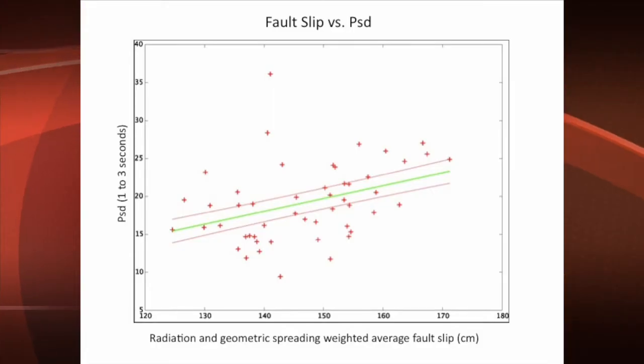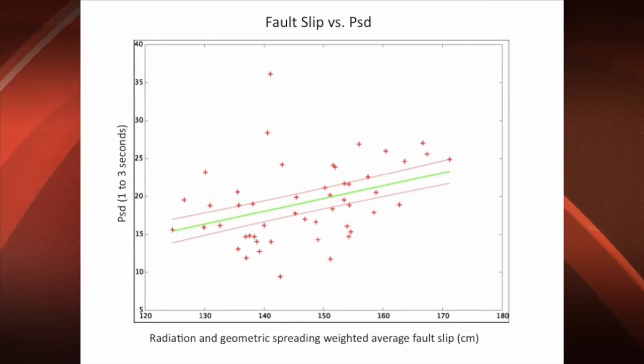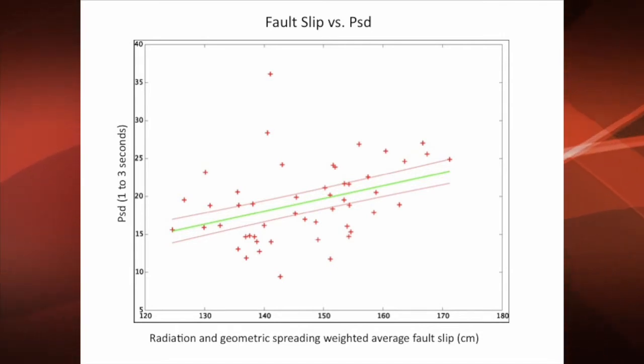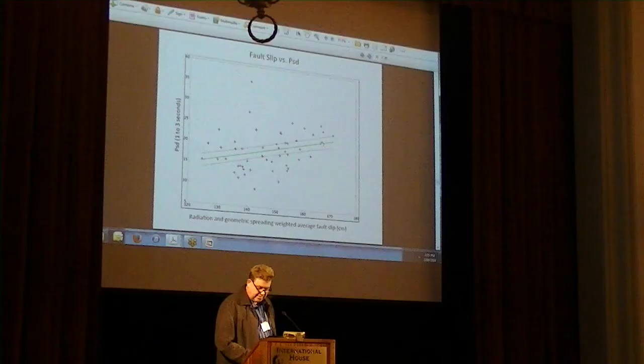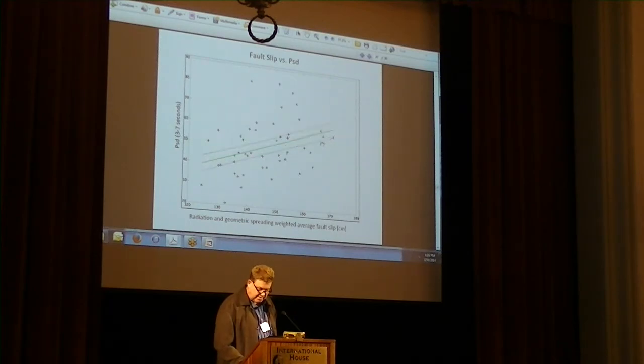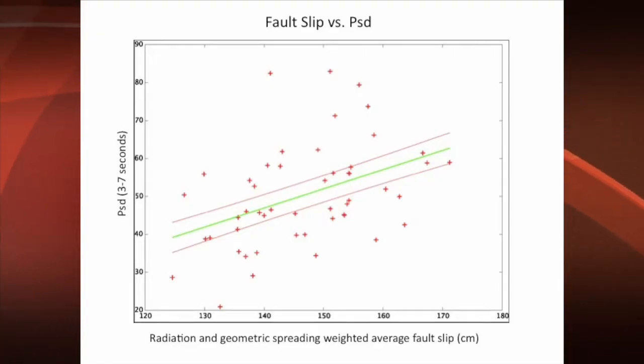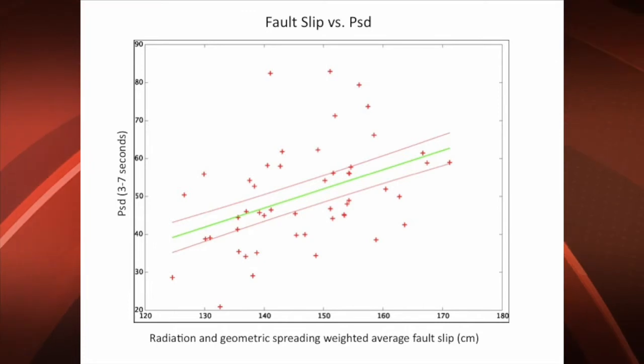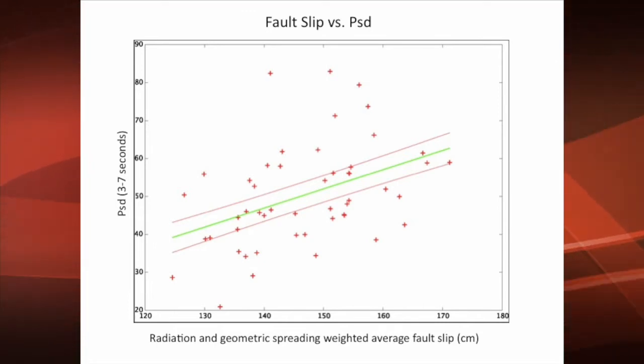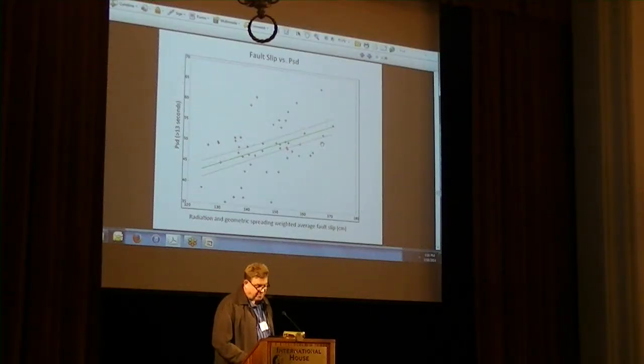And this is comparing PSD 1 to 3 seconds against this same measure. And you can see that there's a positive correlation there. 3 to 7 seconds and greater than 13 seconds. And so one of the things you see is that there's more dispersion in the PSD estimates of displacement than direct measures of peak displacement or static displacement. But they are correlated.